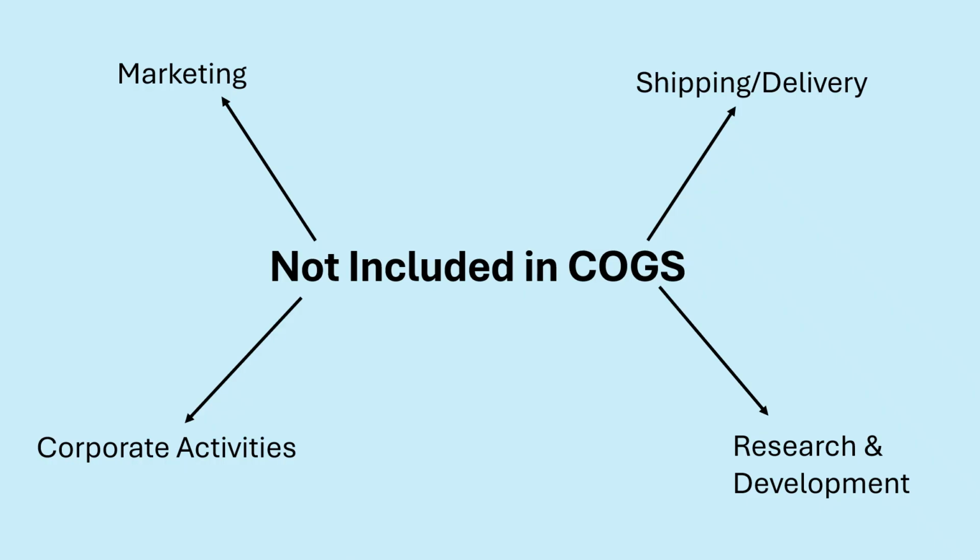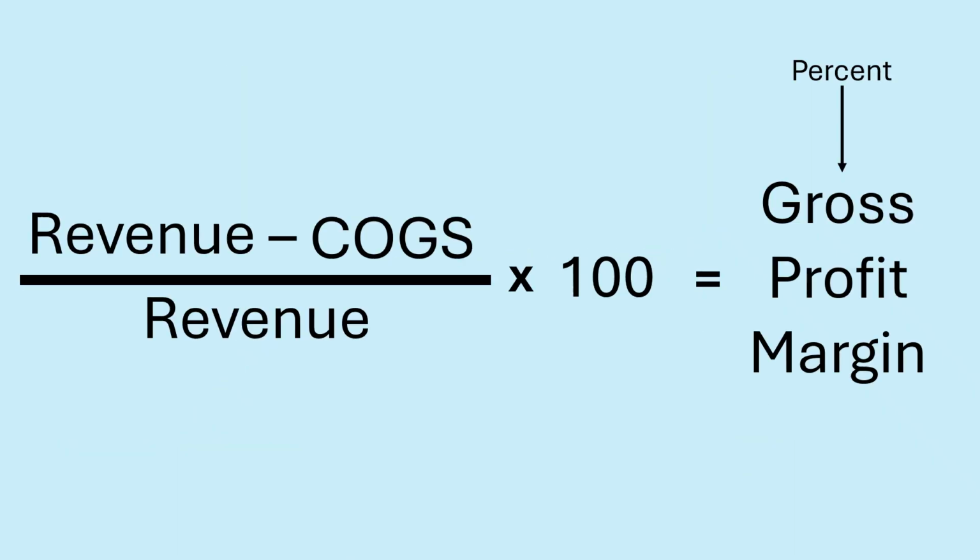Perhaps equally important to recognizing what is included in cost of goods sold is recognizing what is not included. Expenses like marketing, research and development, corporate activities, and shipping/delivery, as well as other expenses, are not included in COGS. That is because these activities are not directly part of the cost to create the literal product or service.